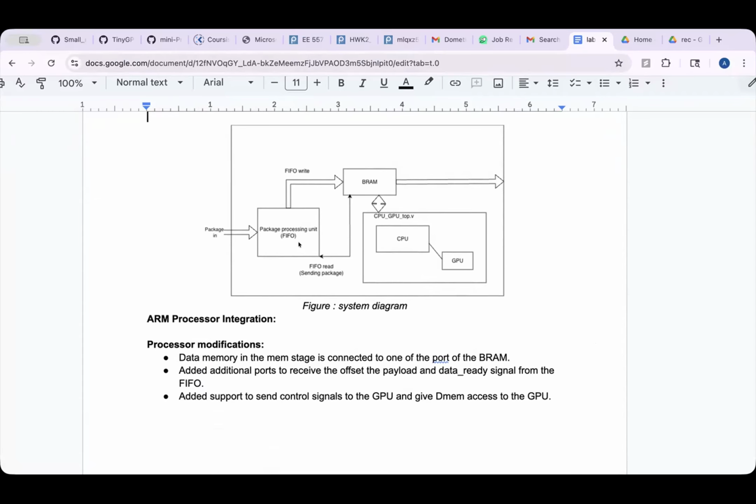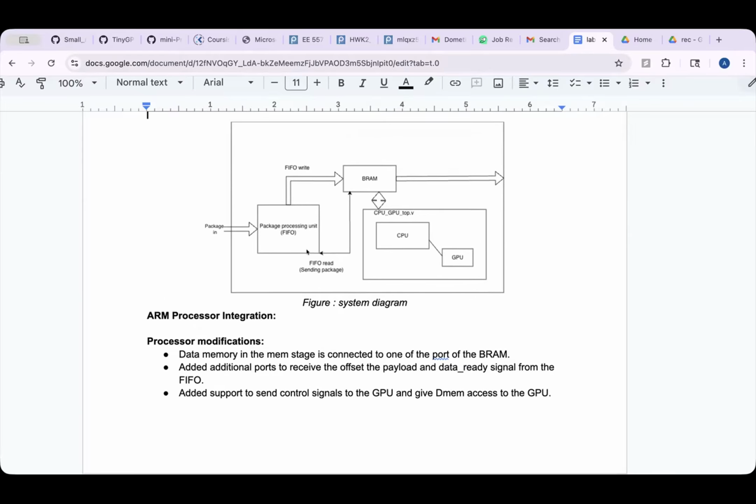As you can see in this block diagram, we have used dual port block RAM, where one port is shared between CPU and GPU using multiplexing, and the other port is used by the FIFO control unit, FIFO block, where through this port the data from the network is received and sent back to the network. So this is the top view of our design.